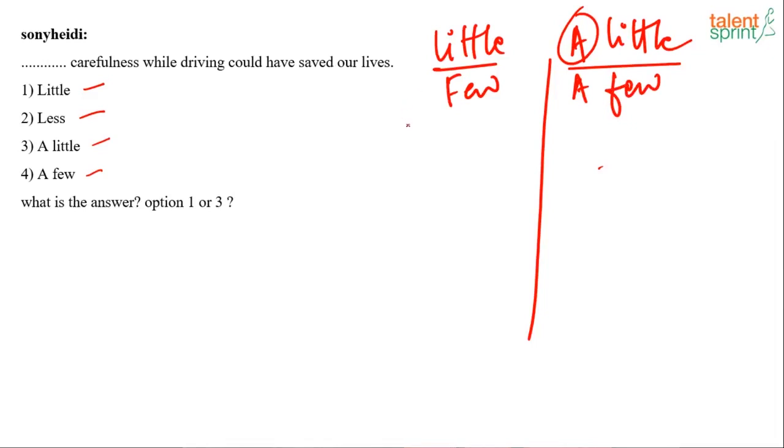Now if you see little and few, let's clear that out first. Little is always used for uncountable nouns. Few is used for countable nouns in plural form. Okay, so this is used for countable and this is used for uncountable. Now few is a small number of something.